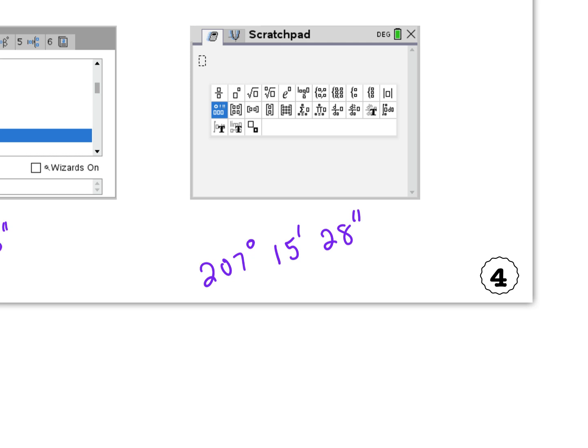So find your sideways smiley face key, arrow down to where you see that, highlight, type in, and once again, 207. If you're leaving your calculator in that mode, until you move that to something else, it's going to stay there. So it's set.